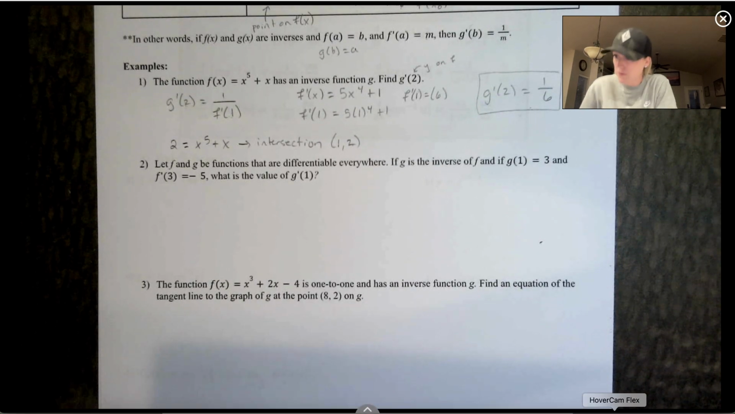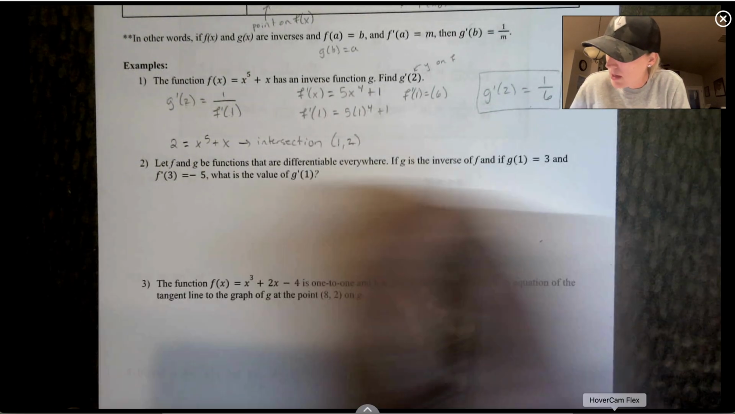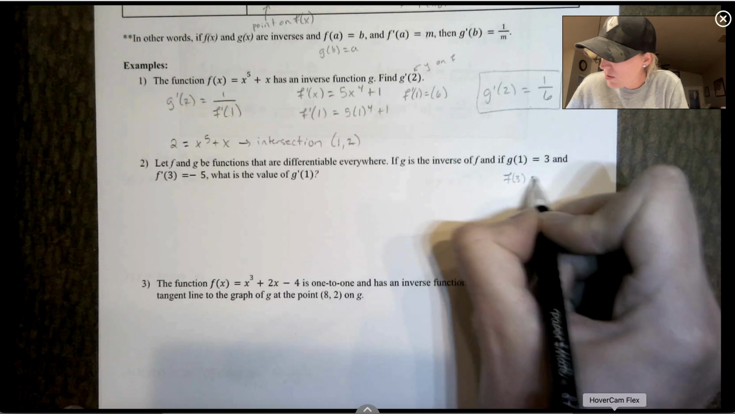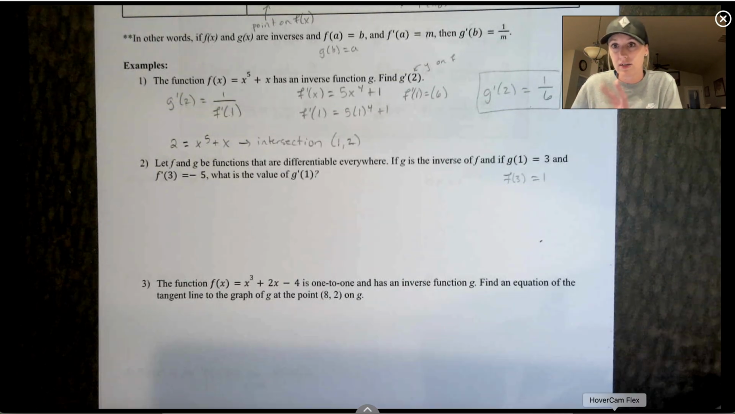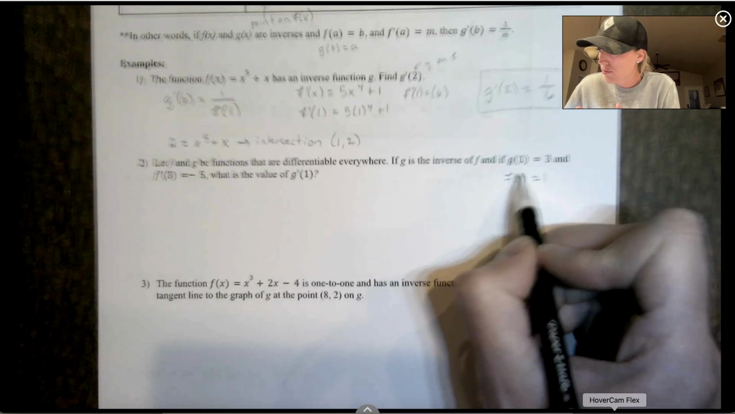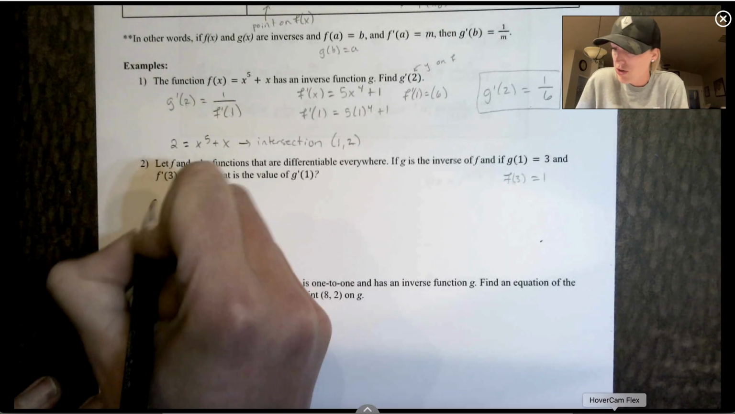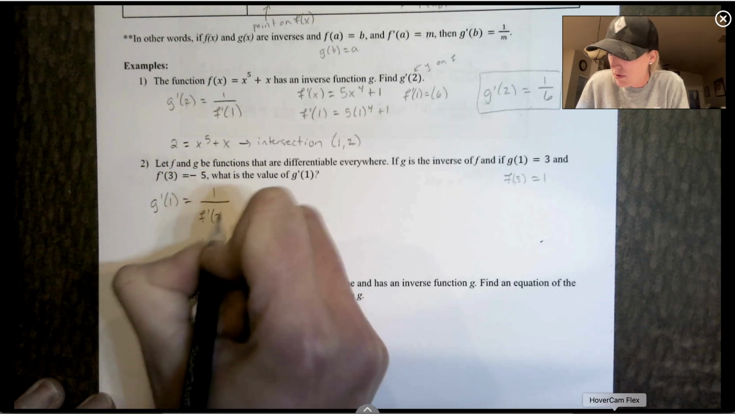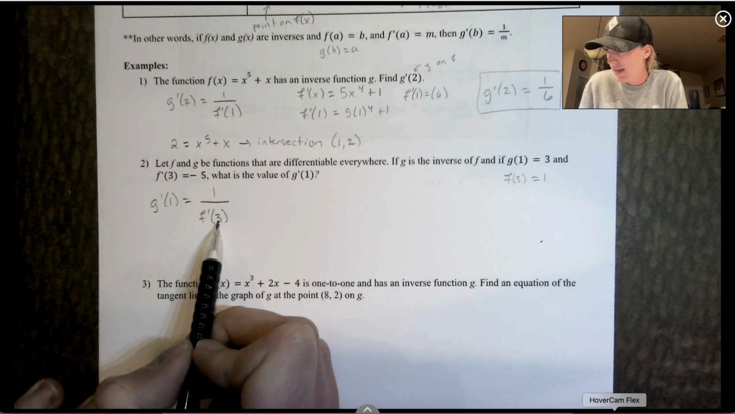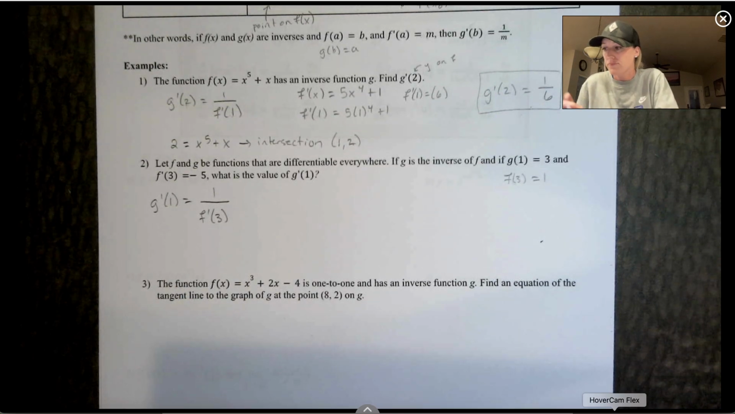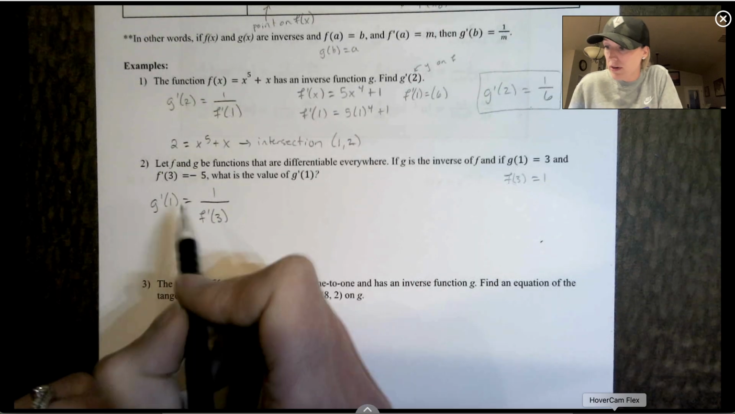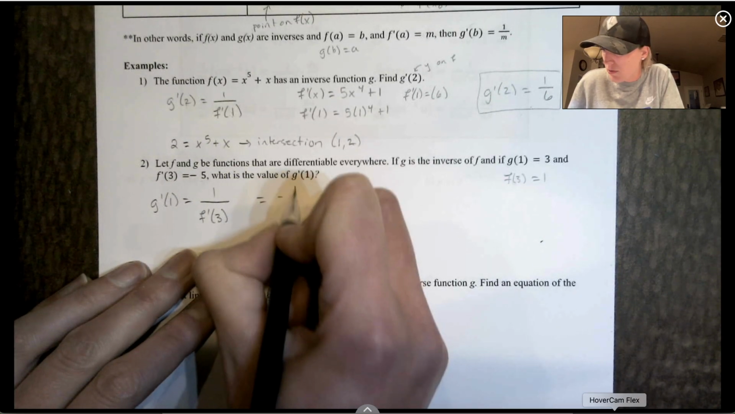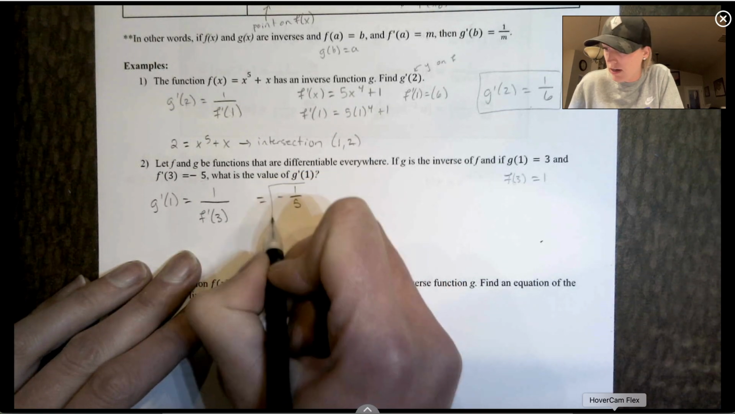Okay, so remember, this means f of 3 equals 1, right? Inverse, input-output switch. So 3 is the x that goes with 1 as the y. So g prime of 1 is equal to 1 over f prime of 3, right? The x and the y that go together. All right, and we're told that f prime of 3 is -5, so I just plug in -5 here. So we get 1 over -5, or -1/5.